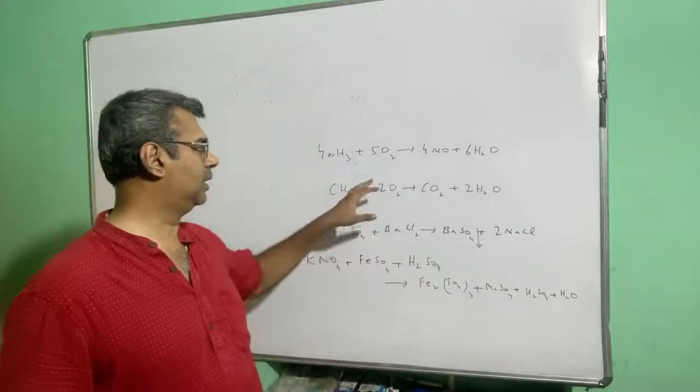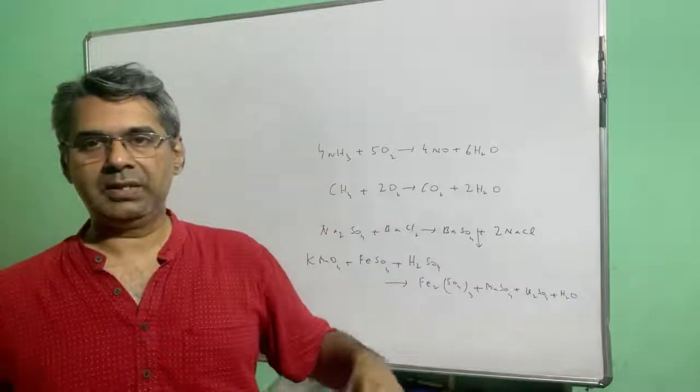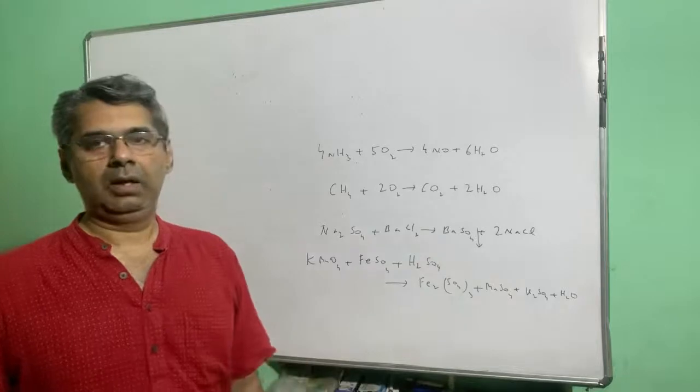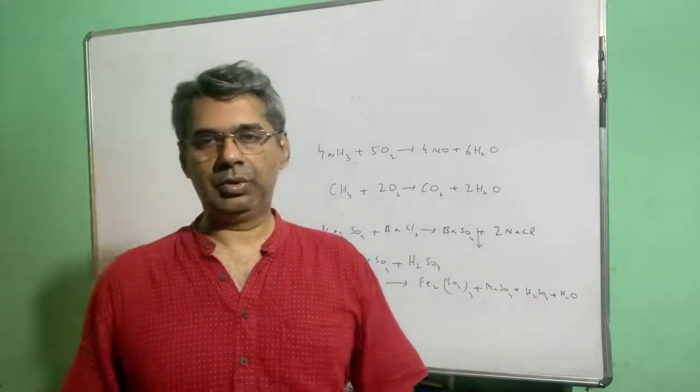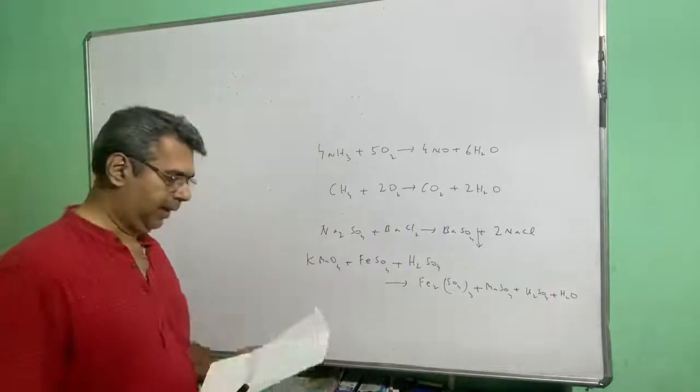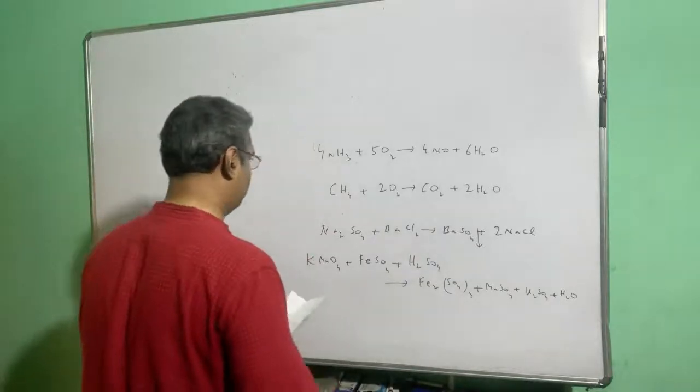So one way of understanding whether a substance is getting oxidized, that I have told you, and this is another way: the valency of the atom increases from 2 to 3. That means the valency goes up, so that means it is getting oxidized.